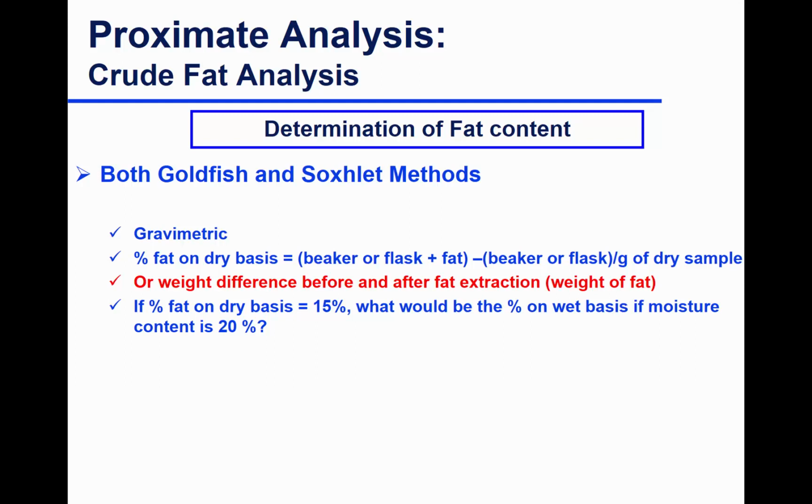So both Goldfish and Soxhlet methods are gravimetric, meaning you take the weight and you convert that to a percentage based on the weight of the sample. You can either do that by getting the weight of fat directly if you have pre-weighed the flask. If we didn't pre-weigh the flask, which we didn't for Soxhlet, we took the weight difference before and after fat extraction, and that gave us the weight of fat.